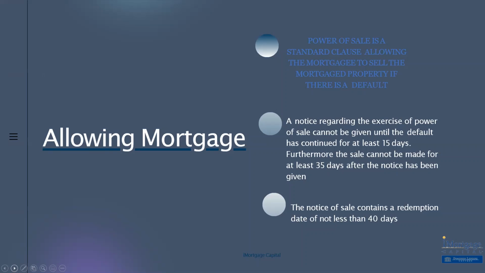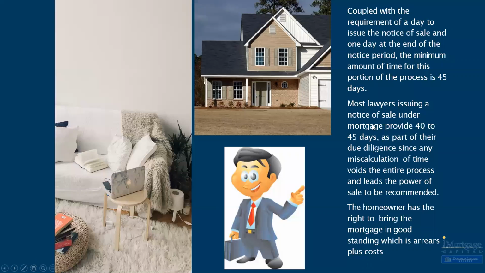Now, the good thing about power of sales in Ontario is we have a really low default rate, which is less than 1%. So that means that we don't get a lot of power of sales that come on, but there are power of sales. Coupled with the requirement of a day to issue the notice of sale and a day to end the notice period, the minimum amount of time for this portion of the process is 45 days.